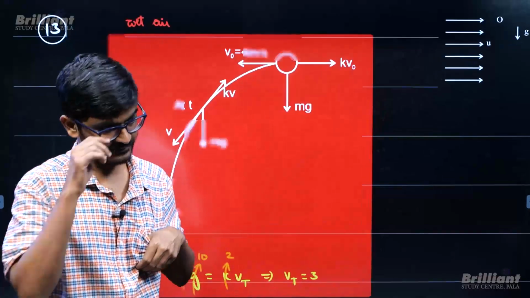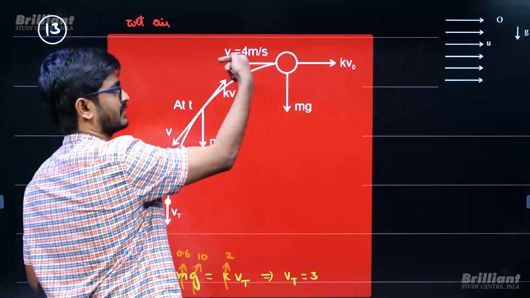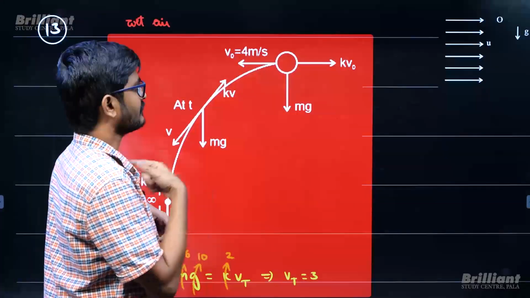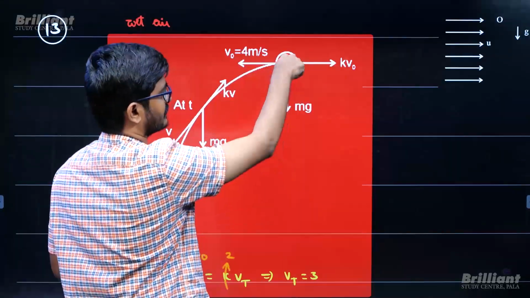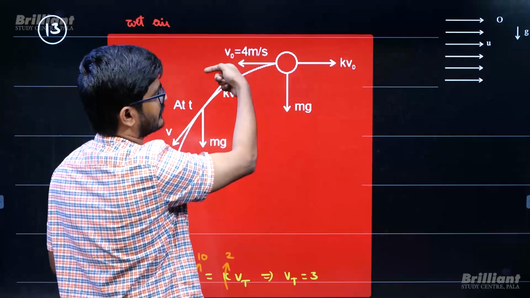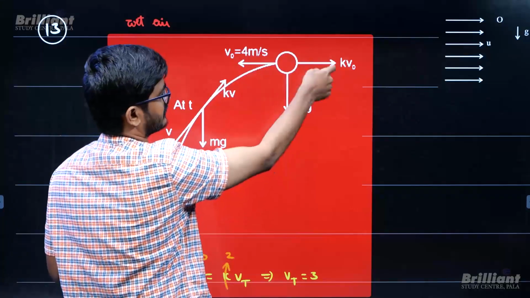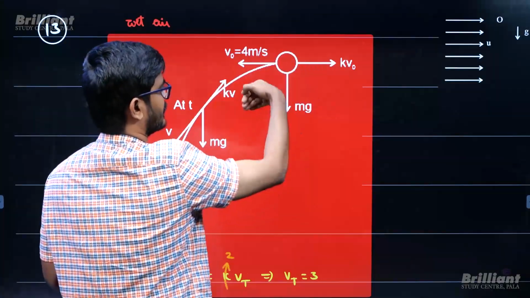When you observe from the wind frame, the wind is moving in this direction, so from the wind frame the object will have velocity 4, and gravity is in the downward direction. So velocity is in this direction, and the viscous force will be in the opposite direction. Because of this, the vertical velocity will increase and the horizontal velocity will reduce, so it will be curving.